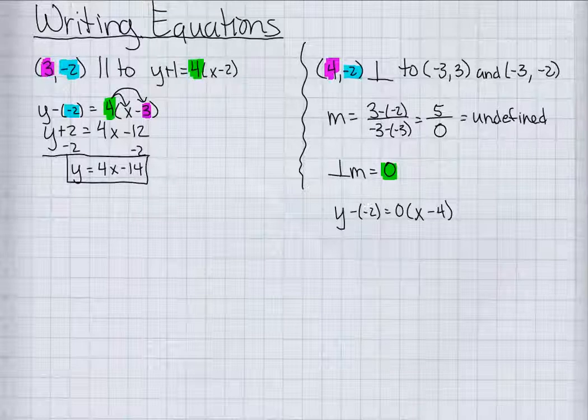Solve. Minus a negative means plus. Distribute the 0. 0 times x is 0. 0 times -4 is 0. So y plus 2 is equal to 0. We need to subtract 2 on both sides. And y is equal to -2.